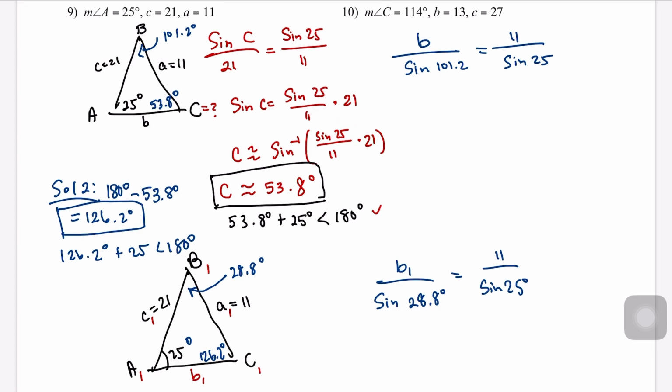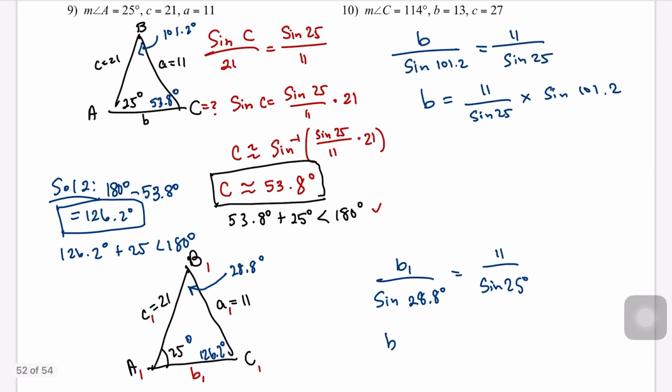Okay, so with that being said, to solve for b up here, we get b equal to 11 over sine 25 times sine 101.2. And then on the bottom, b1 is equal to 11 over sine 25 times sine 28.8.